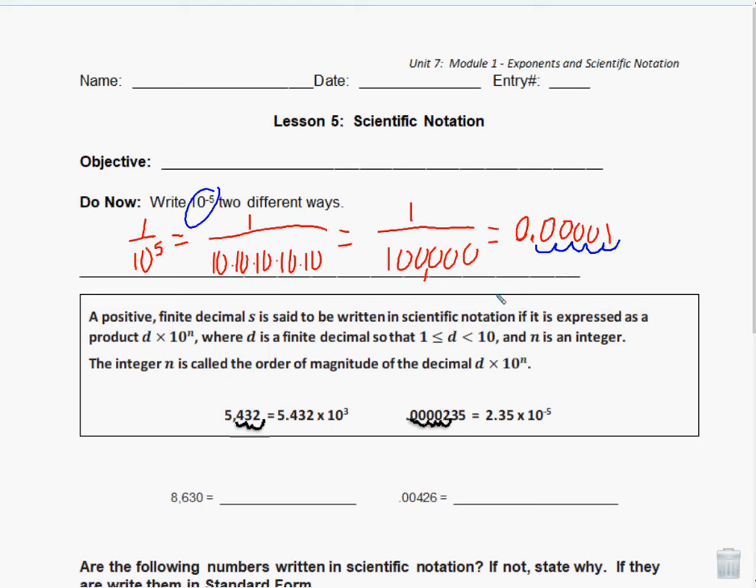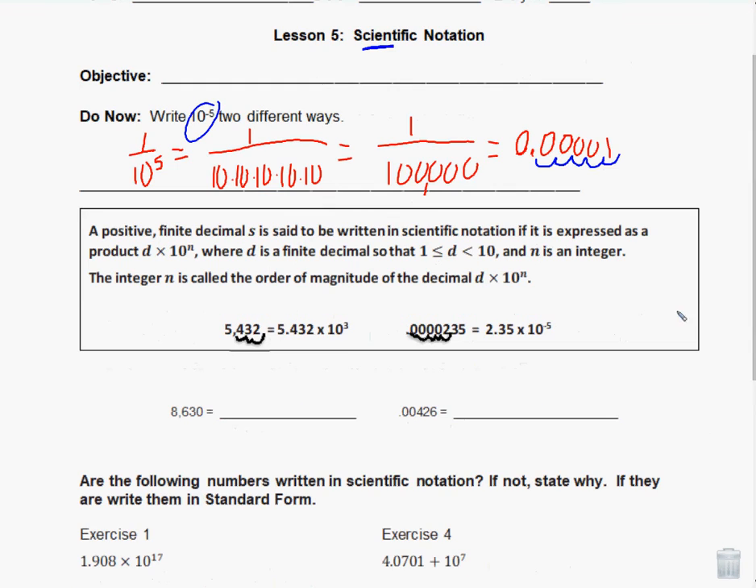So that's how we can write things in scientific notation. The reason why it's called scientific notation is because it's used a lot in science. Scientific notation is a way of writing very, very large numbers or very, very small numbers so that you don't have to write all those zeros out. So this number is in scientific notation.